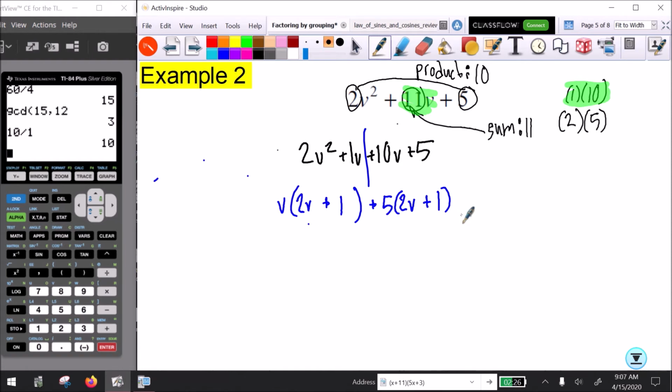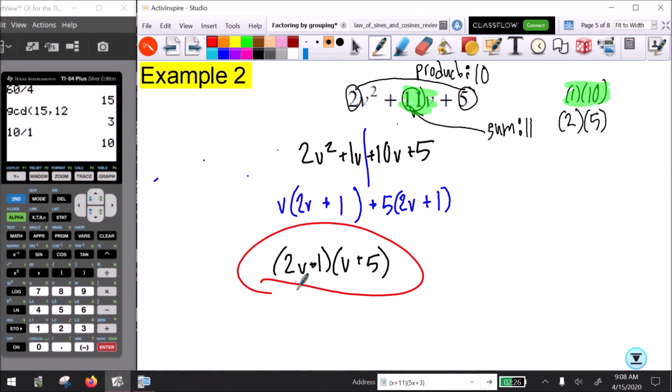And we're going to go ahead and factor that out. 2v plus 1, when factored out of the first part, we're left with a v. When you factor it out of the second part, we're left with a 5. That's our answer. If you wanted to verify that that is the correct answer, you could go ahead and FOIL it.